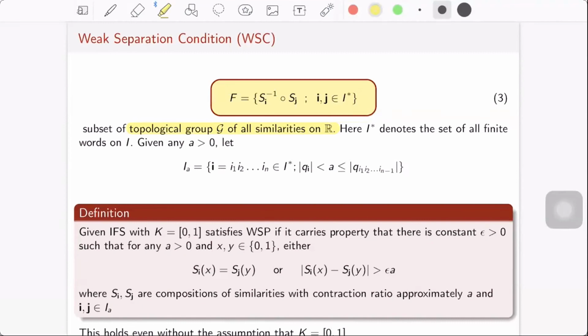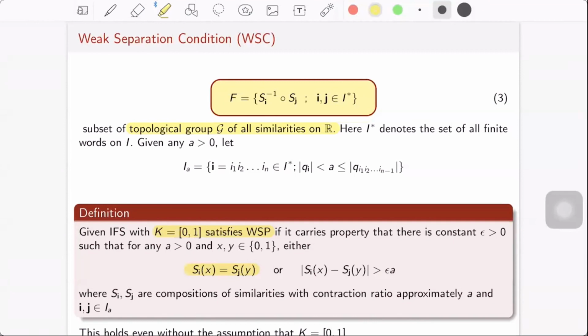So we come to the definition of the weak separation condition: given an IFS with attractor K equal to the [0,1] interval, it satisfies the weak separation property if there is a constant sigma greater than 0 such that for any a greater than 0 and x either 0 or 1, either the copies coincide or there is some distance between the copies, that is sigma times a, where S_i and S_j are compositions of similarities with contraction ratio approximately equal to a.